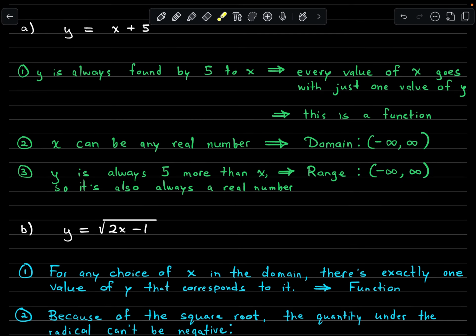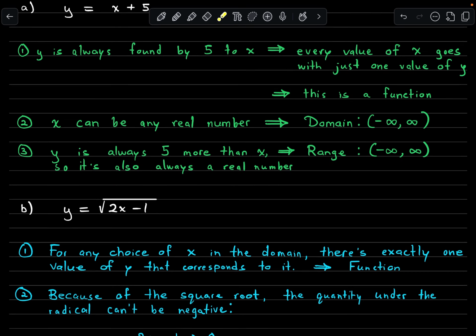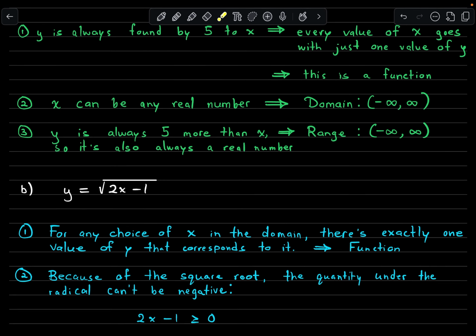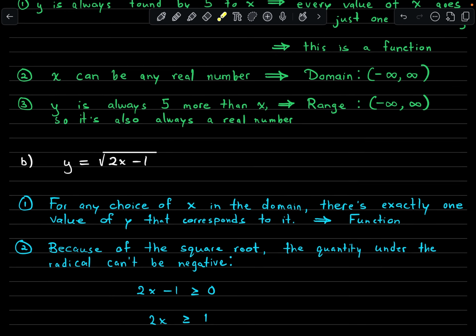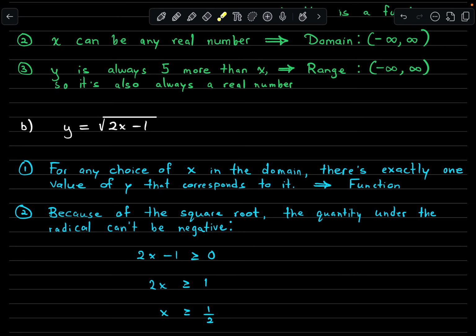Now let's think of the domain. Because the quantity under the radical cannot be negative, just like we're saying, let's make sure it's not. So let's set up an inequality for ourselves. 2x minus 1 inside the square root has to be greater than or equal to 0. If we solve for x, so first we add 1 to both sides, divide both sides by 2, we're going to see that x has to be greater than or equal to 1/2.